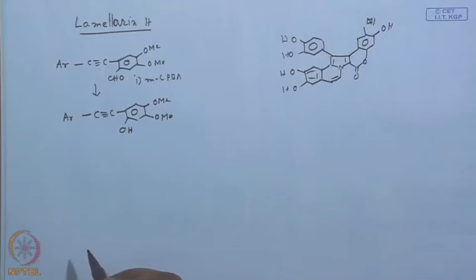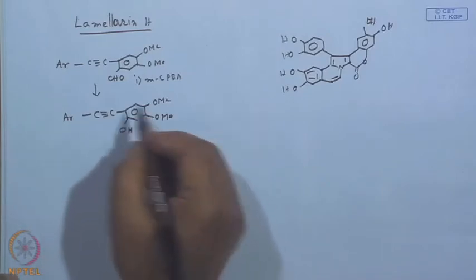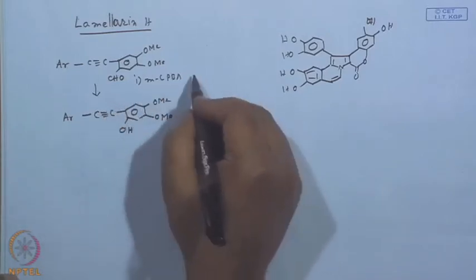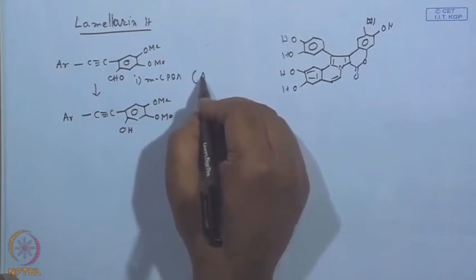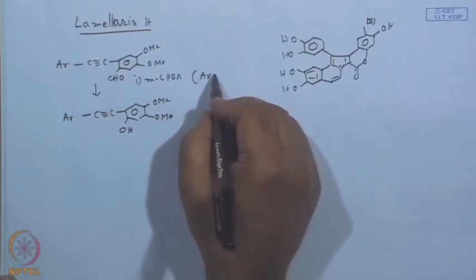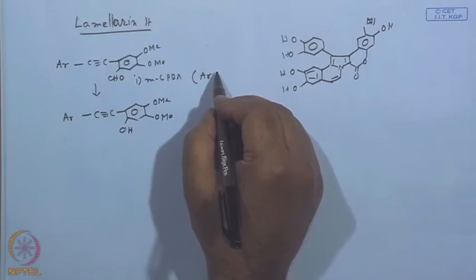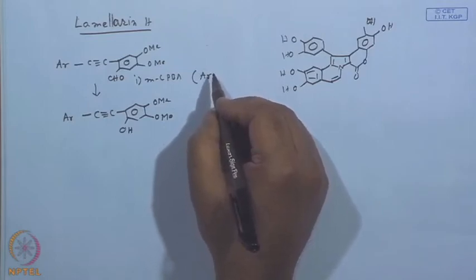MCPBA actually converts this formyl group into formate. That means the aryl group migrates to the oxygen. So what you will see here, no, it's not the Dakin reaction. Dakin reaction is possible, but Dakin reaction yields are normally not that great.